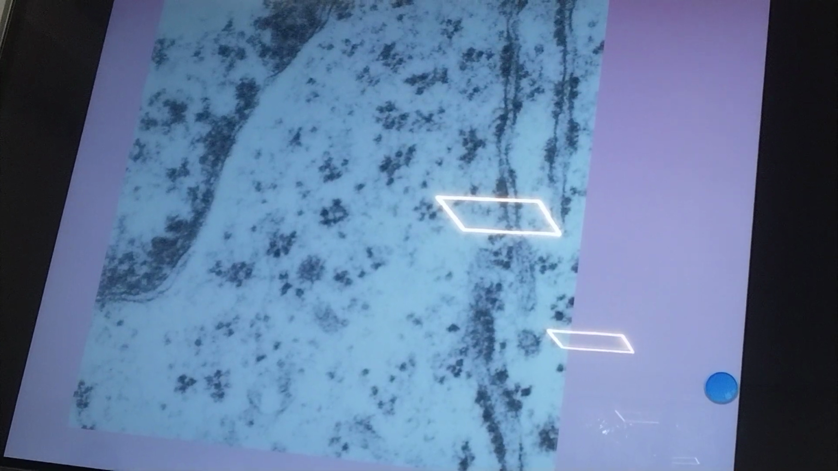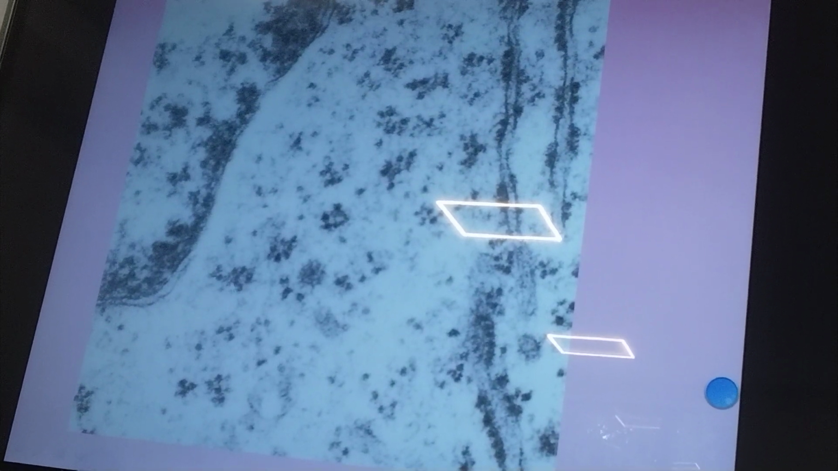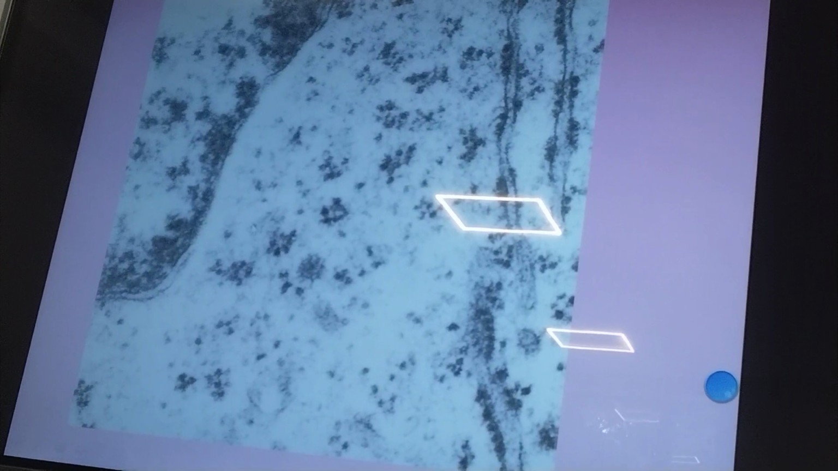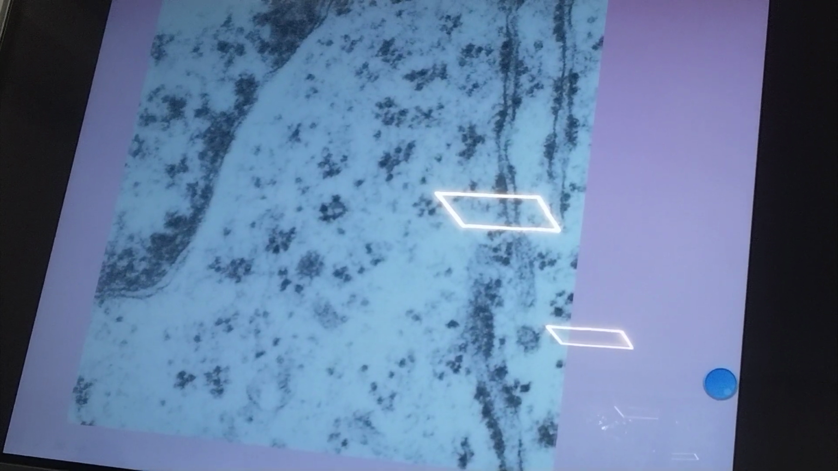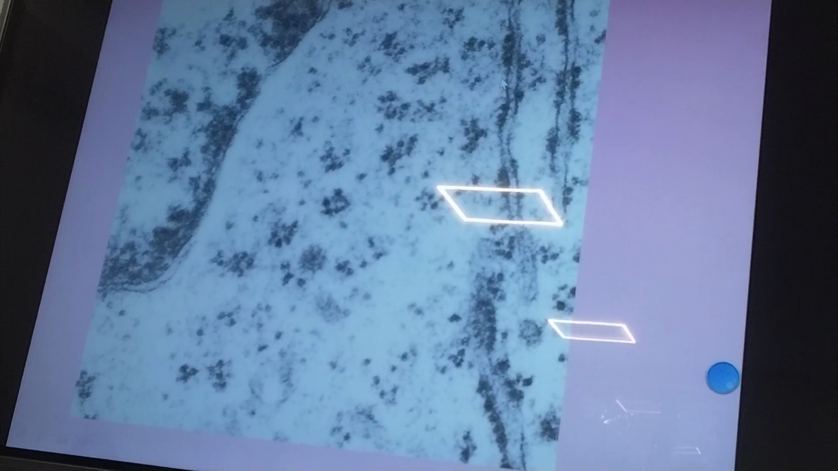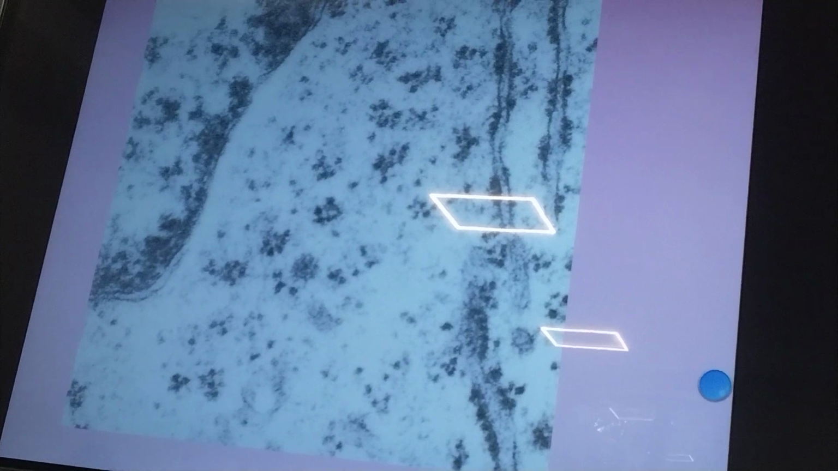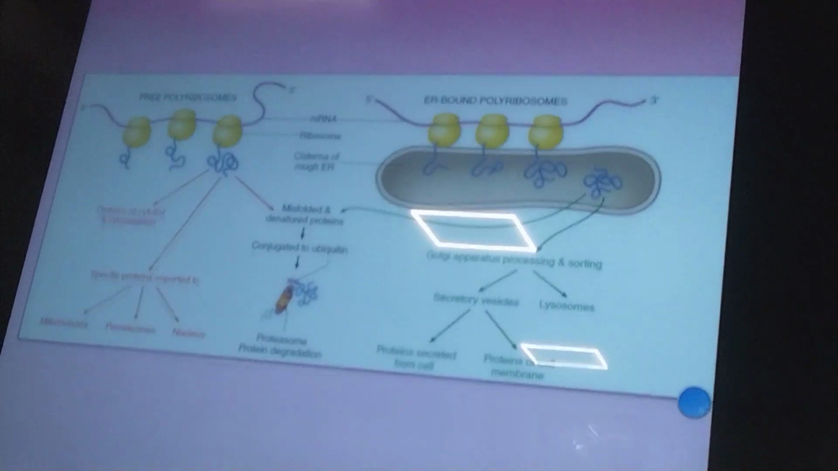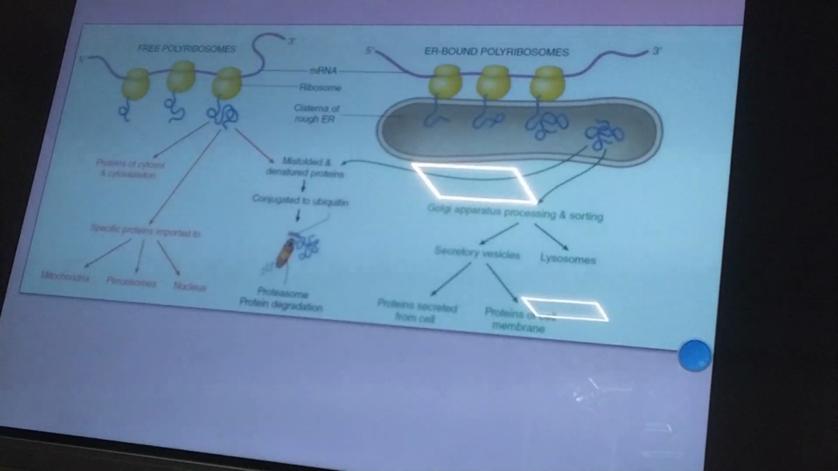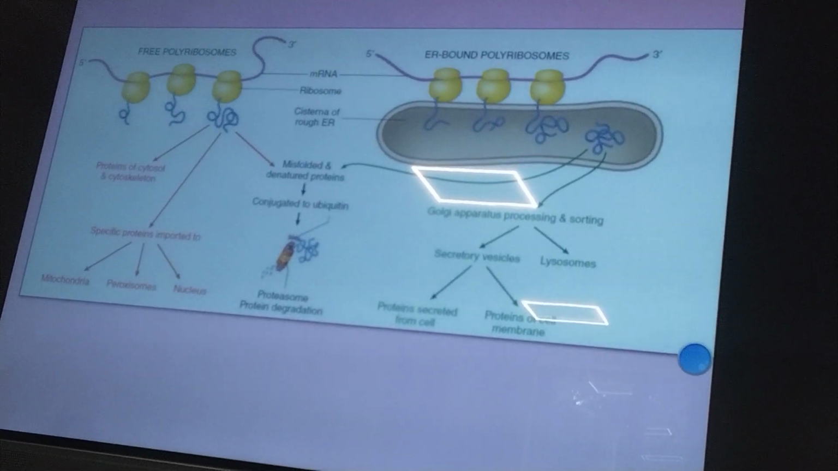And this, guys, is the electron micrograph, and you see this is one ribosome, a few ribosomes, and this linear structure is the endoplasmic reticulum with ribosomes on it. Okay, actually the functions of free ribosomes and bound polyribosomes are different.